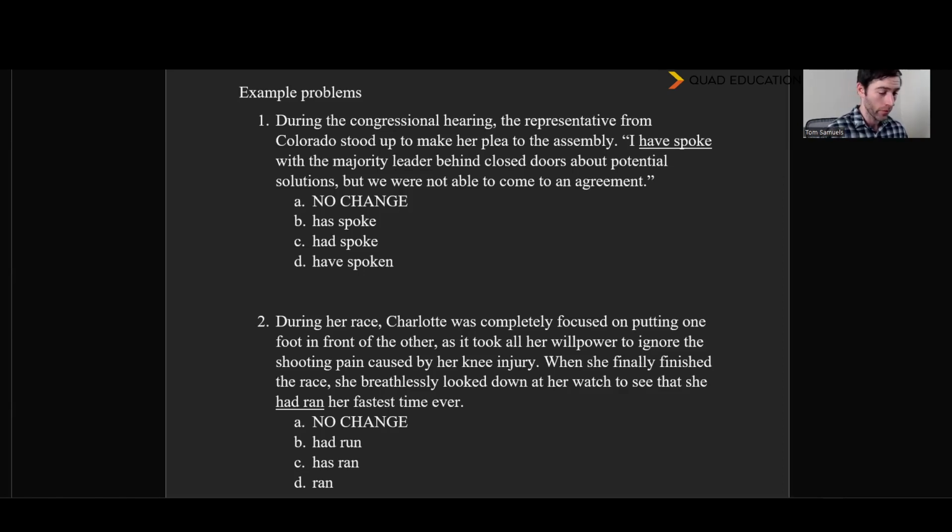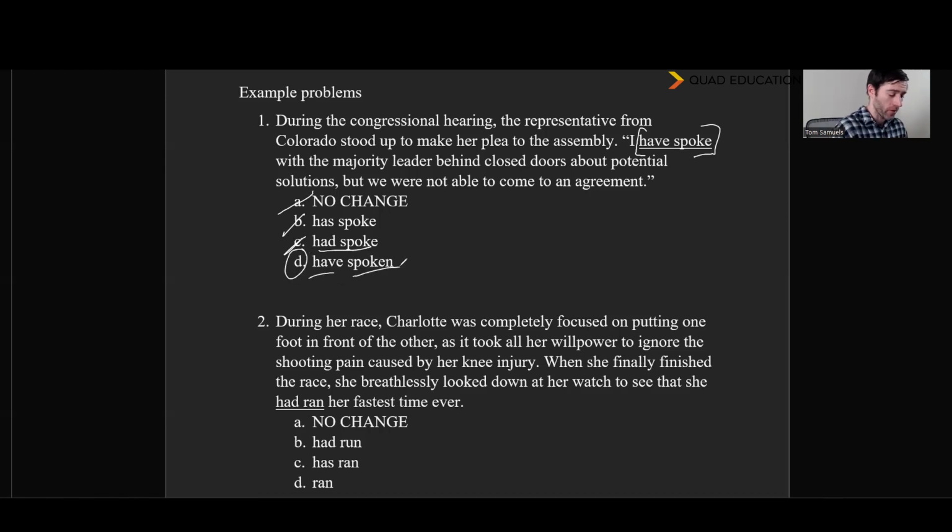Okay, looking at this first one, if you're wondering, this is actually something I did legitimately here on the news yesterday, so not making this one up, true story. During the congressional hearing, the representative from Colorado stood up to make her plea to the assembly. I have spoke with the majority leader behind closed doors about potential solutions, but we were not able to come to an agreement. So, like I mentioned just a moment ago, have spoke, that is 2 verbs together. I spoke and I have, they're both active verbs, so we cannot do that. I has spoke is just wrong person. I had spoke, that's also double active, and so that leaves us with I have spoken, which is a nice, perfect construction.